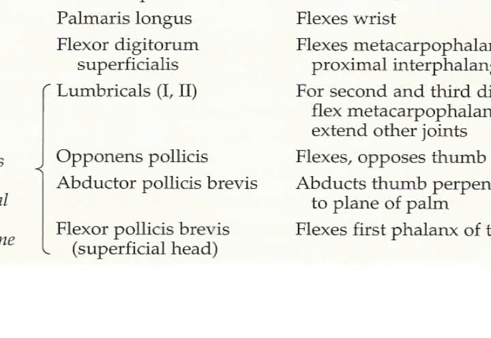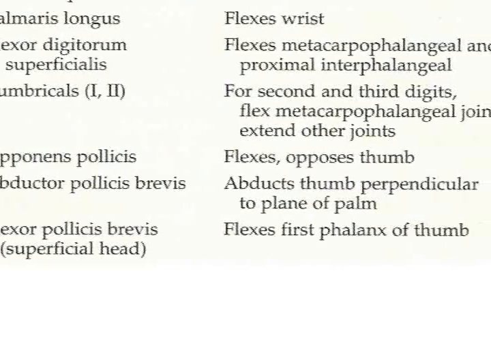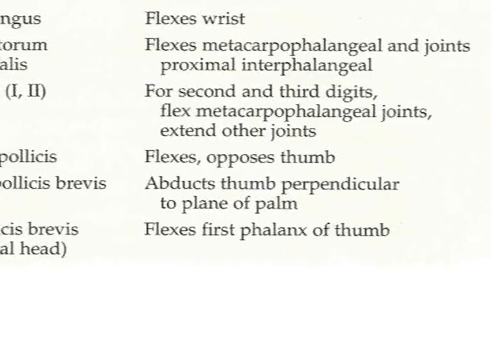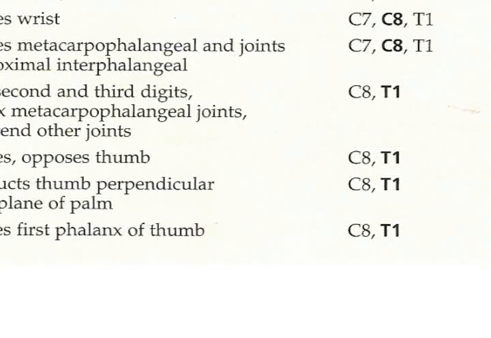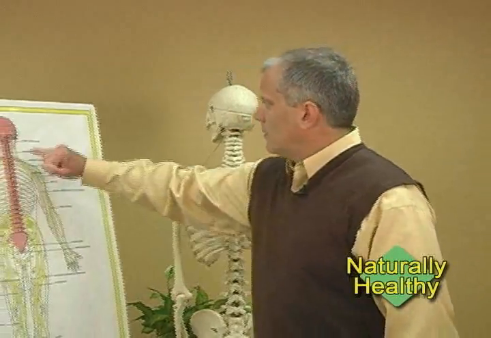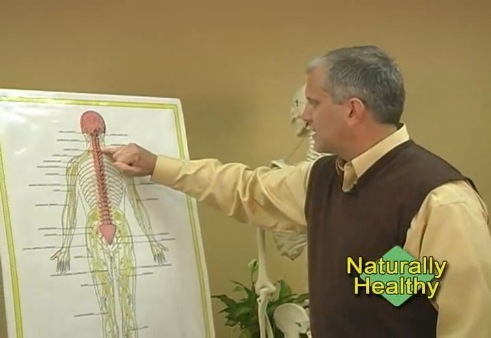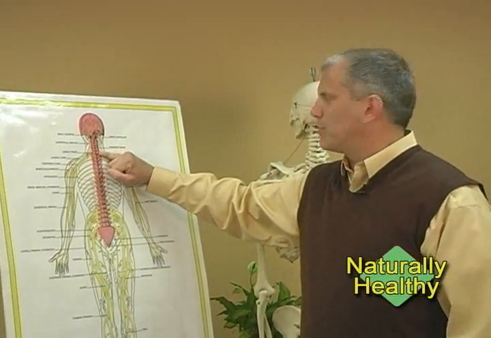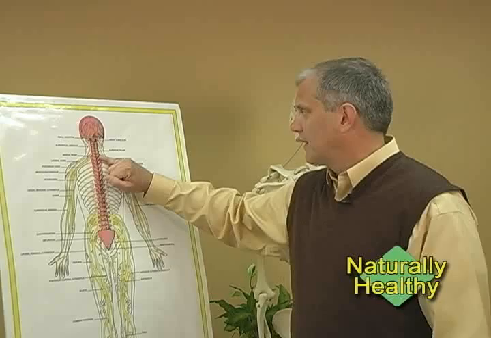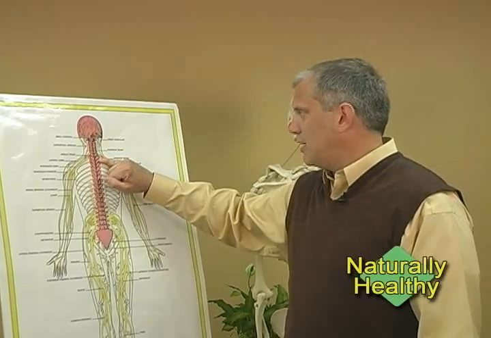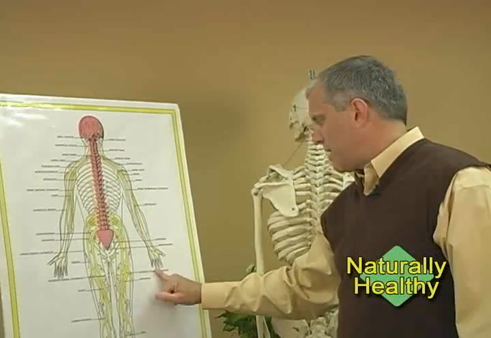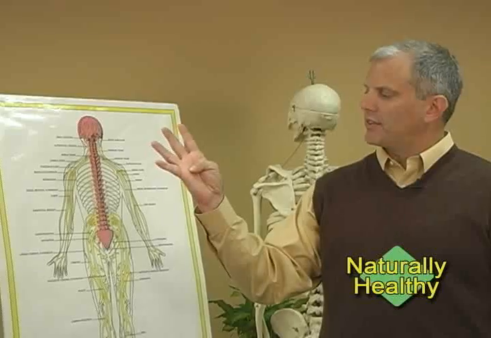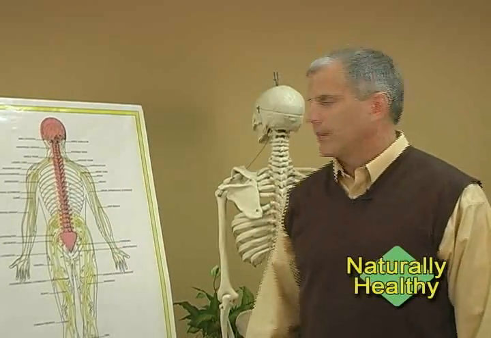Now, let's go down to the bottom of the page. It says opponens pollicis, and what it does is flex and oppose our thumb, and it's C8 and T1. Once again, 1, 2, 3, 4, 5, 6, 7. There is no C8 vertebra, but there is a C8 nerve root that exits out of here and T1 out of here. It sends information down to our thumb to tell the muscles to do that.